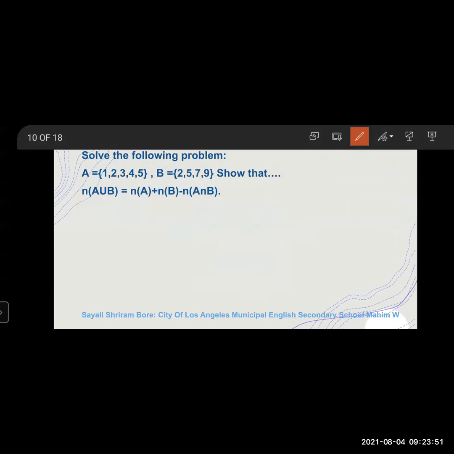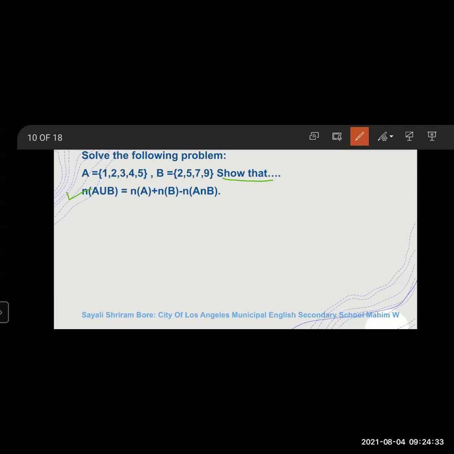Next, two sets are given. Set A is equal to {1, 2, 3, 4, 5}. B is equal to {2, 5, 7, 9}. Now the question is, show that this formula holds: N of A union B is equal to N of A plus N of B minus N of A intersection B.